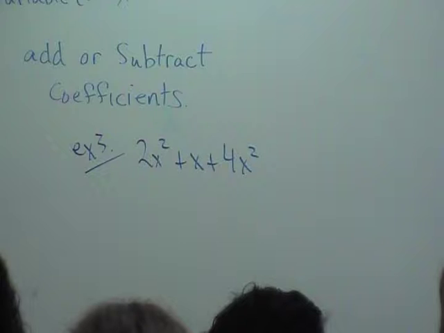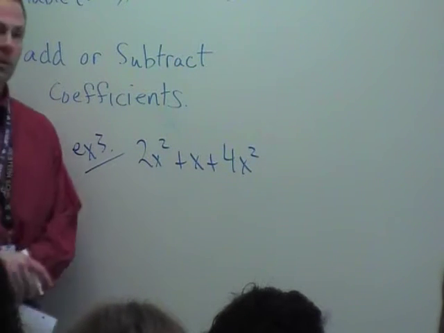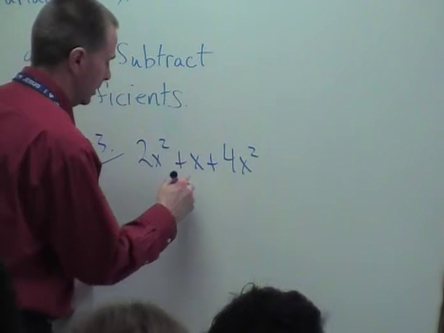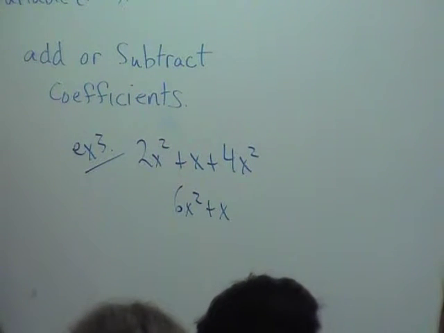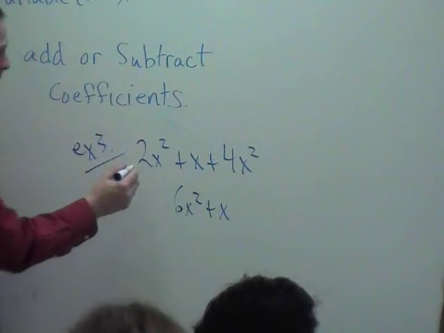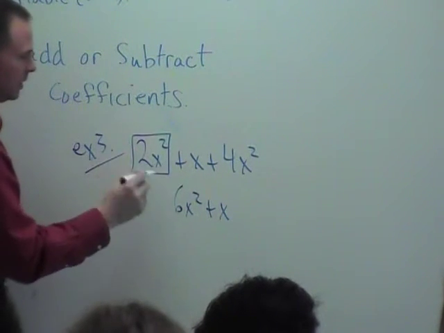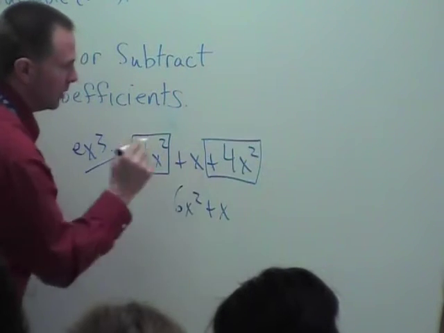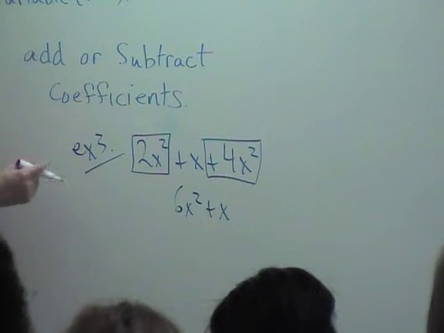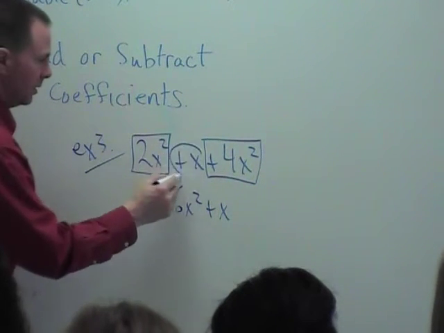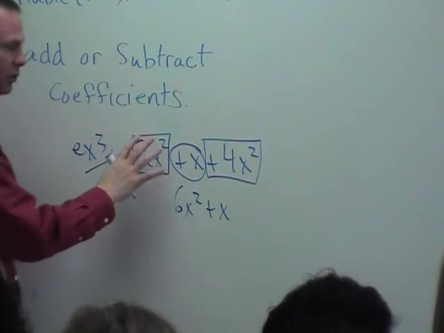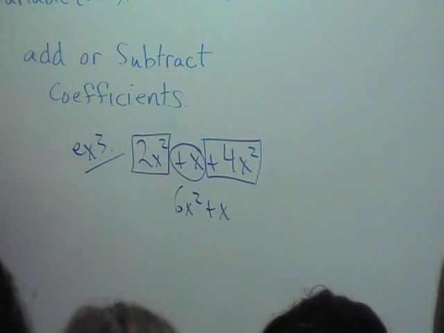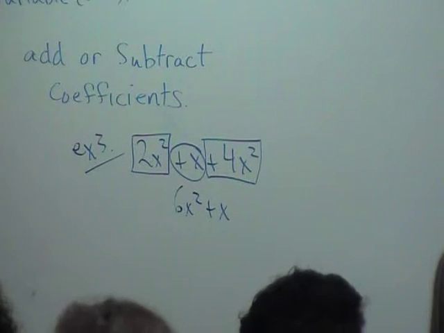Hey, 6x squared plus x. Why is it 6x squared plus x? Because the x that's by itself doesn't have the same exponent as the other two. That's right, so you can't put it together. So here's how you gotta visualize this, those of you who struggle with this. This one and the plus 4x squared have the same variable, same base, so you gotta put those together. This one's different. So all I do is I move my boxes and circles around.